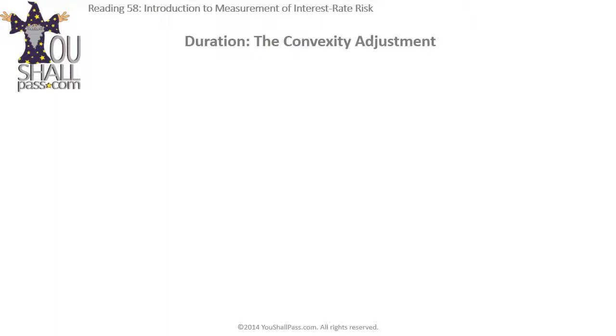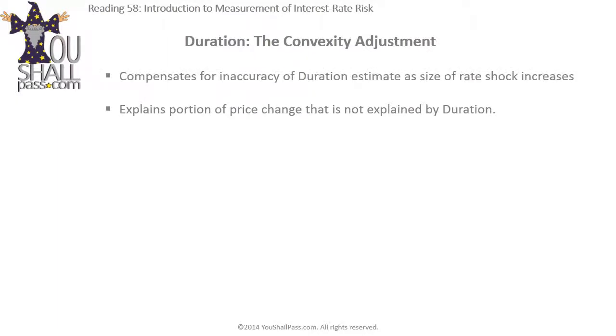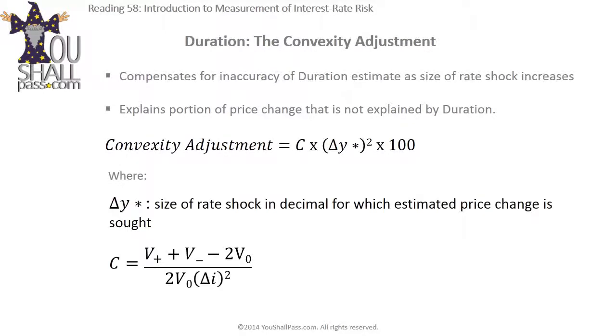As we'd said earlier, the duration measure, owing to its assumption of symmetrical price changes, starts to get more and more inaccurate as the quantum of the yield change increases. A way to compensate for this inaccuracy is by using the convexity adjustment. The formula for convexity is shown here, and this is an important formula and you should learn this.